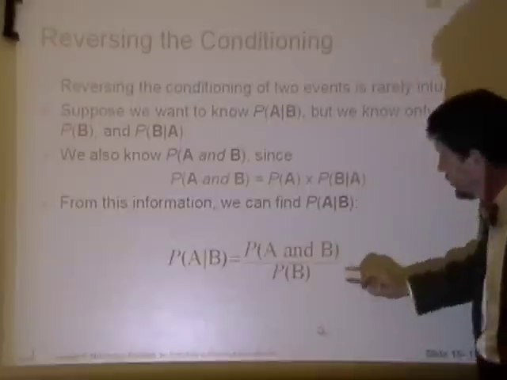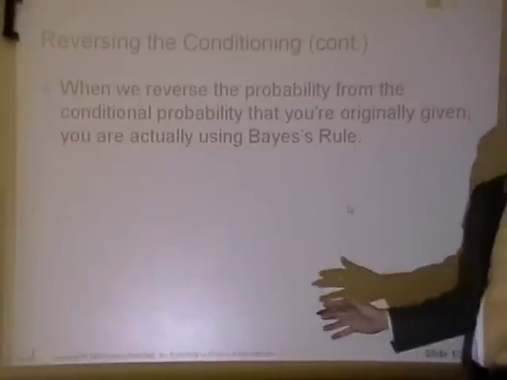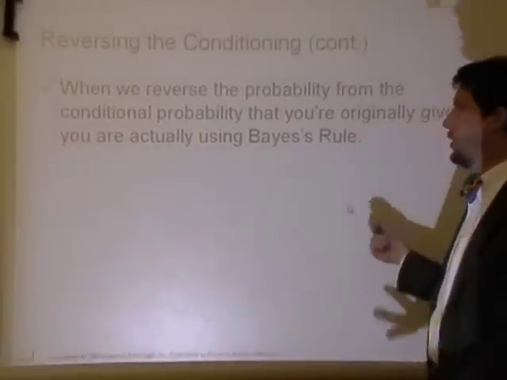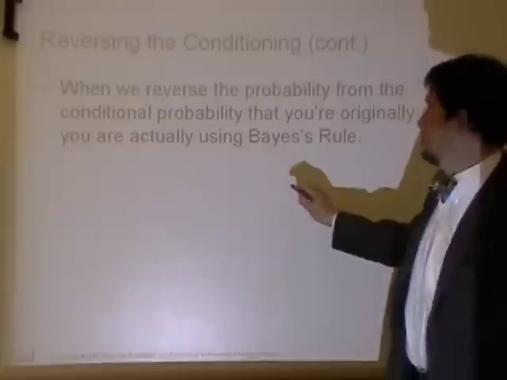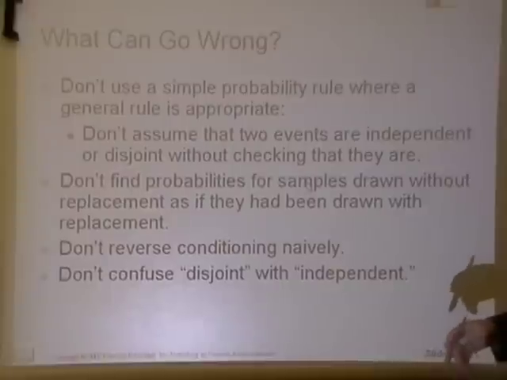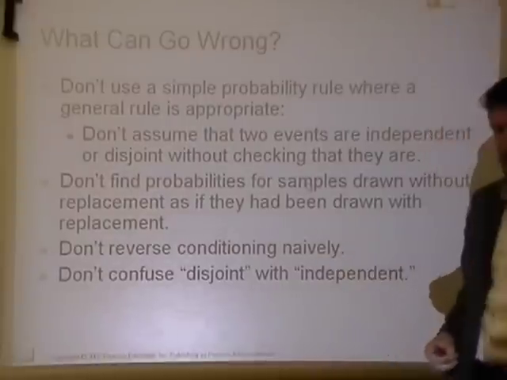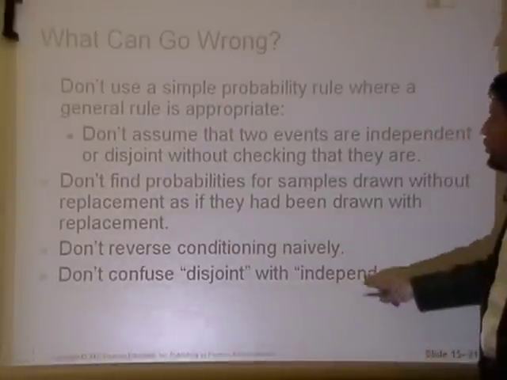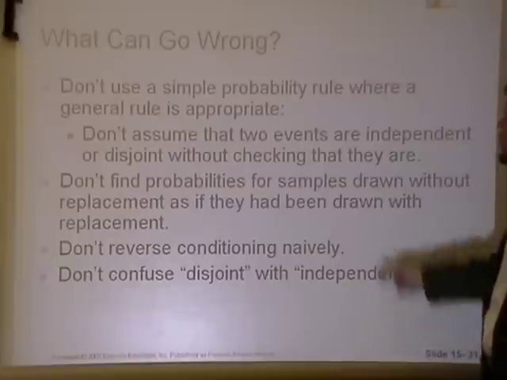And that's something called Bayes' rule, really. And Bayes said, oh, look, algebra. All right, what can go wrong? Well, lots of things can go wrong. Don't reverse conditions without seriously thinking about it. Don't confuse disjoint and independence.